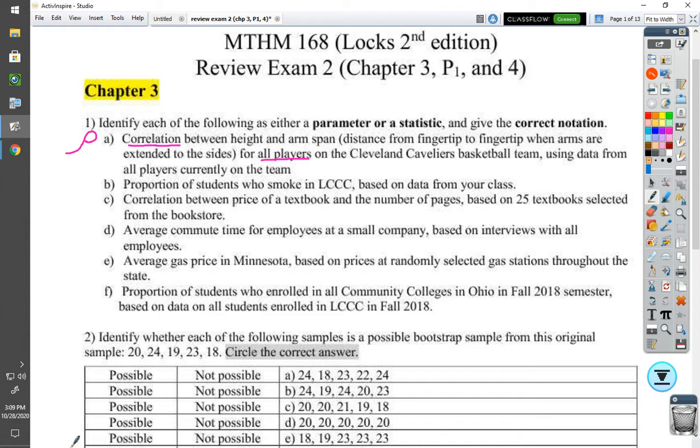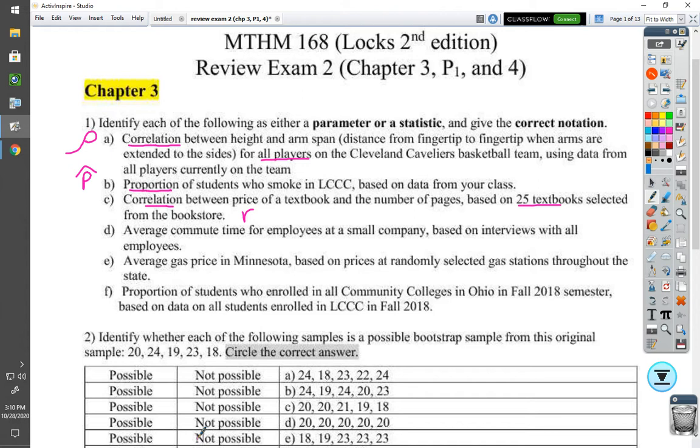Number B, proportion. Now we have a proportion value, and that proportion value is of all students who smoke in LCC based on the data from my class. My class is not all of LCC, so therefore now we're talking about a p-hat situation. Look at the correlation between the prices of textbooks and the number of pages based on just simply 25. This is a statistic, and since this is a statistic, this is going to be an r value. It goes along with the rho value, but it's for a statistical average.